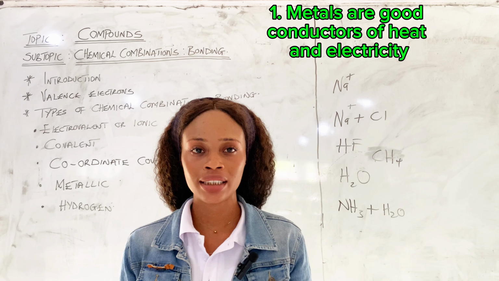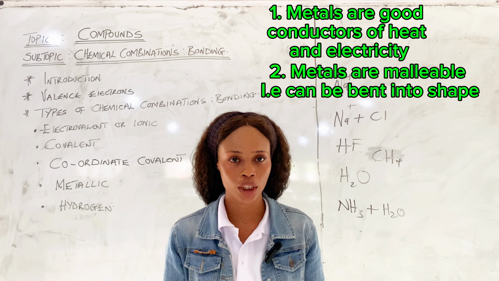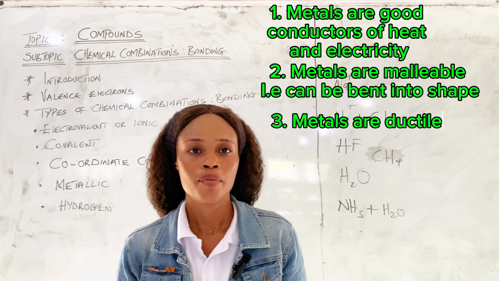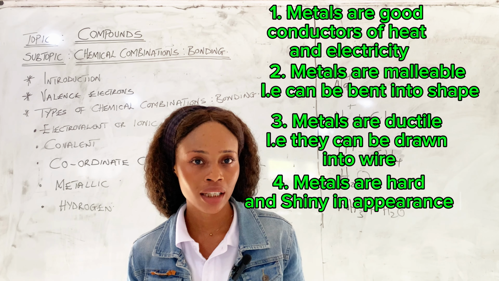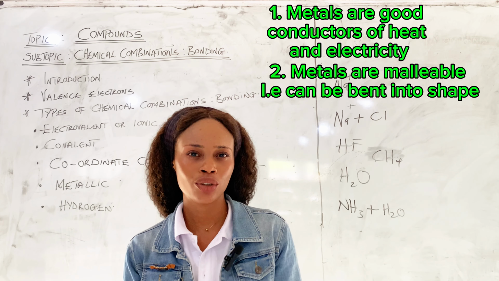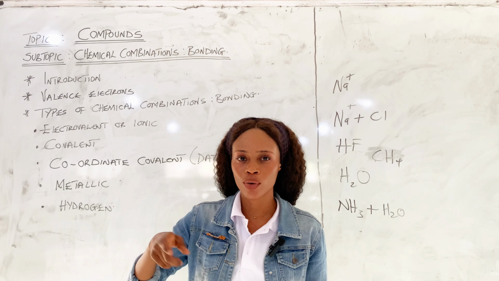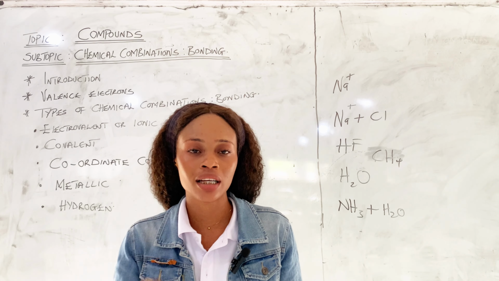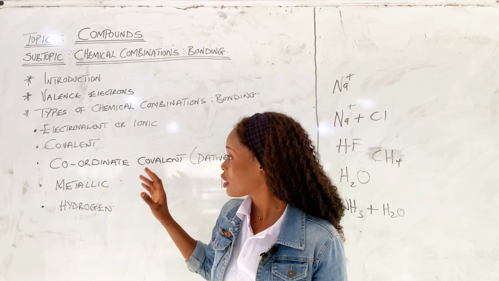Another property is that metals are malleable. Malleable means that metals can be bent into shape. Metals are also ductile, meaning that they can be drawn into wire. Also, metals are hard and they are shiny in appearance. So these are some of the properties of a metal. Like I said, it is the metallic bonds that give metals their characteristic properties. So that is that about metallic bonding.